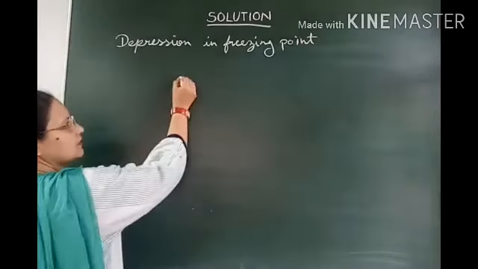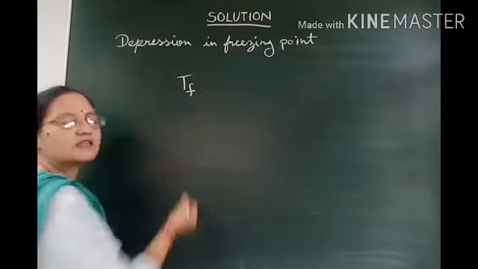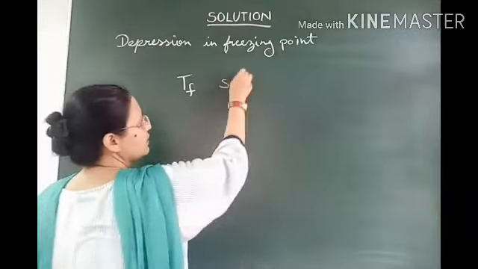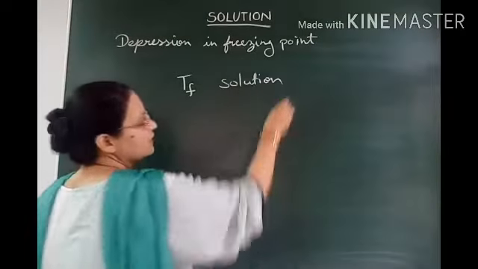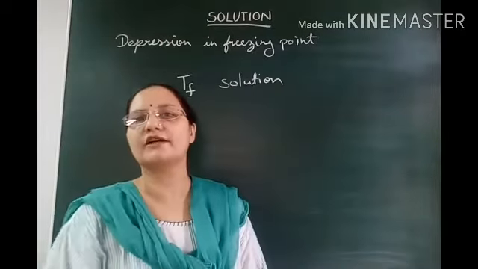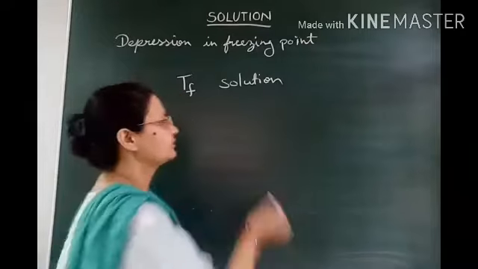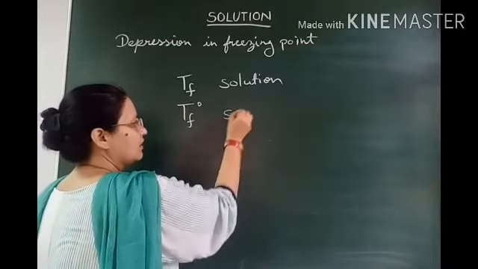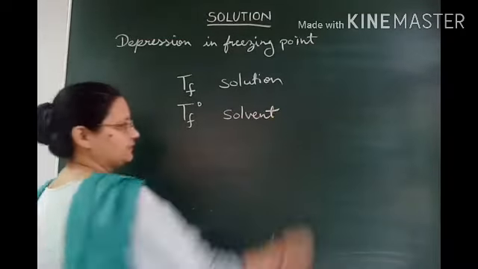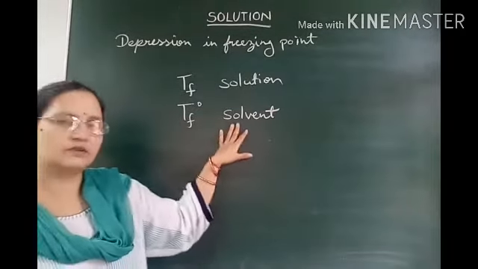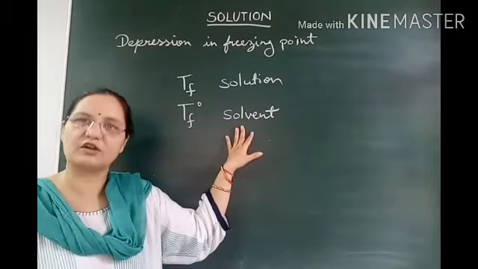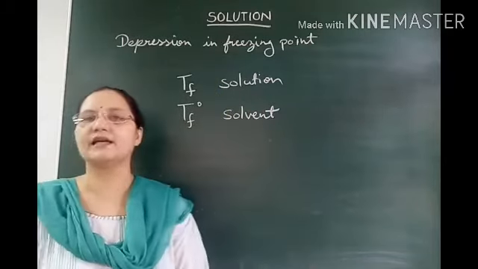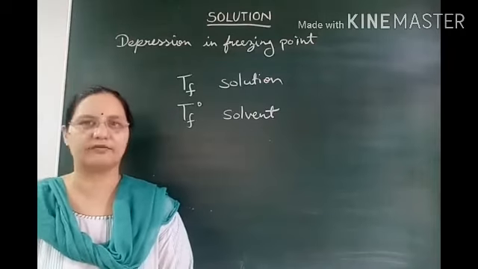Suppose Tf is the freezing point for a solution, in which a non-volatile solute is added to the solvent, whereas Tf naught is the freezing point for the pure solvent. This is the freezing point for the pure solvent, and this is the freezing point for the solution formed by adding a non-volatile solute to the solvent.